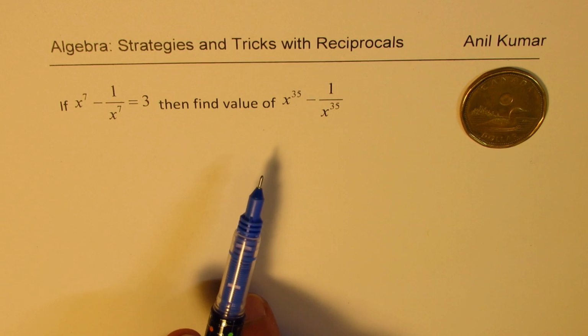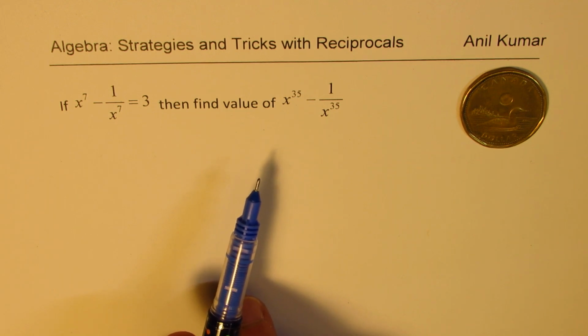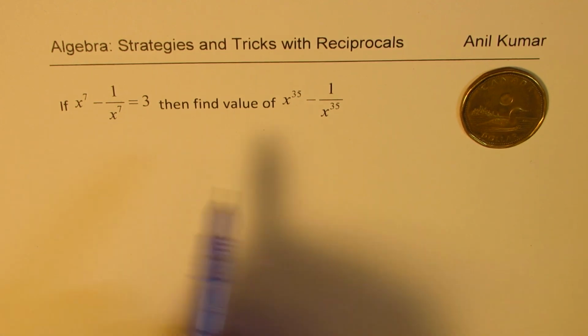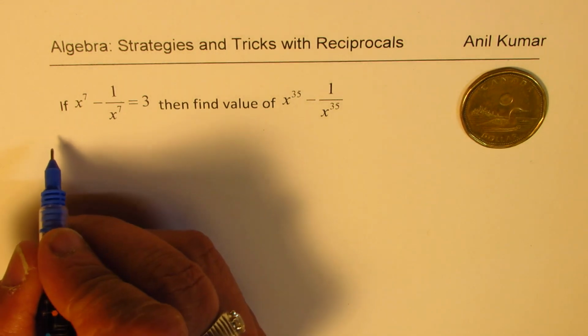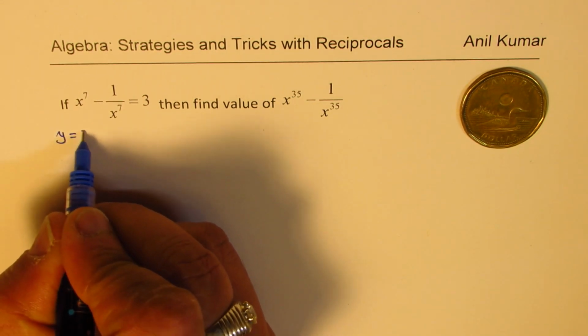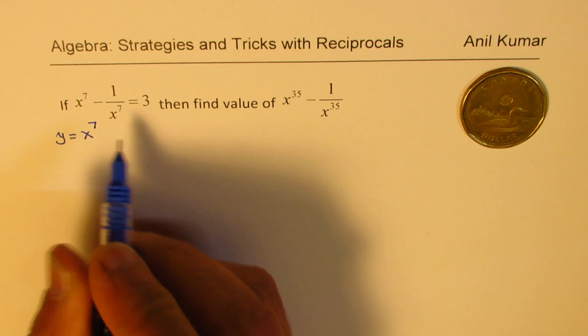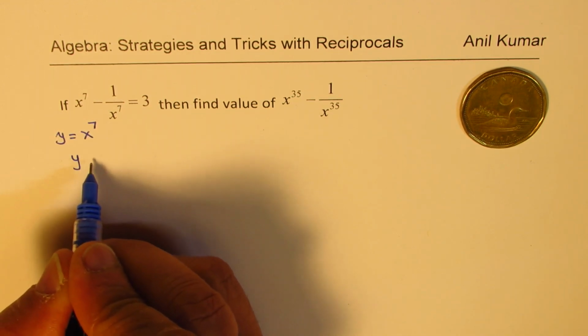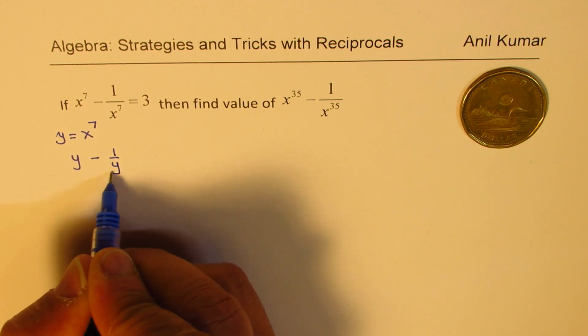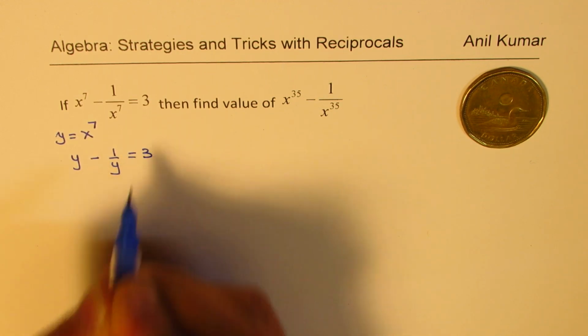Now, to solve such questions, we have to go with the basic rules, right? So, it might take some time to solve, but these are very important steps which you need to do to solve such a question. Now, we can begin by saying let y equal x to the power of 7, right? So, we can write the expression given to us as y minus 1 over y equals 3.